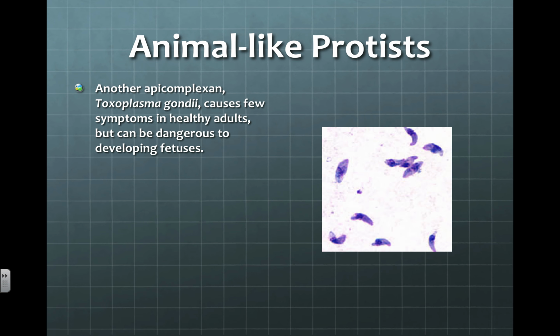All right, another apicomplexan, Toxoplasma gondii. This is the one that is very serious in women that are pregnant, and it causes a disease known as toxoplasmosis. Actually, adults can have it and have very few symptoms, but if a woman is pregnant, then it's very serious to the developing fetus, and we have talked about this one before. So this also is an apicomplexan.